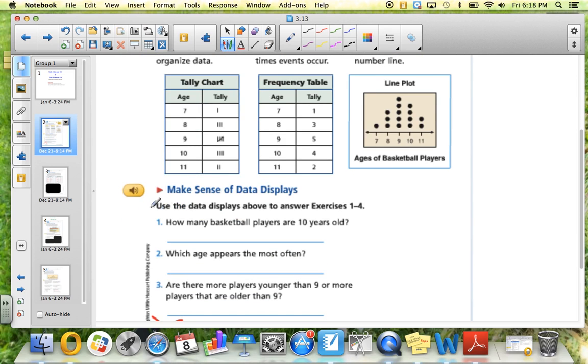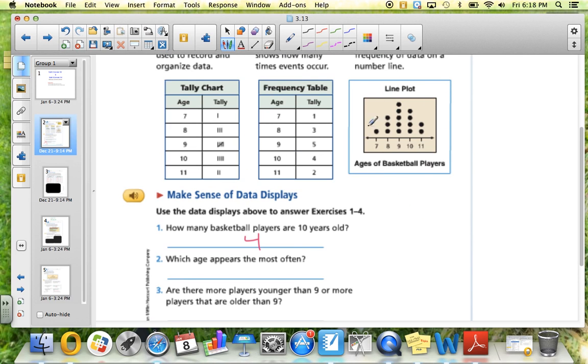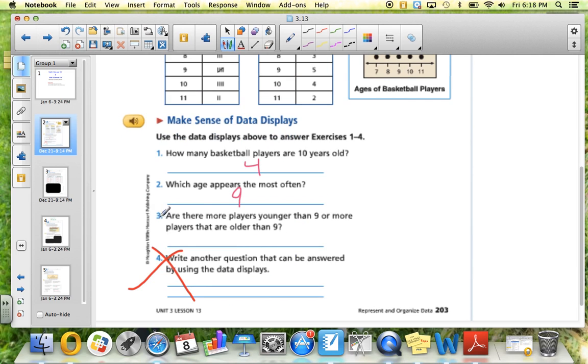Okay, it says use the data displays above to answer the questions. Okay, number one, how many basketball players are 10 years old? So we're going to go up to this frequency table and look for 10, and it is 4. All right, number two, which age appears the most often? I think that the line plot helps you solve this easier. You just pretty much look for whatever age has the most dots, which is 9. Easy.